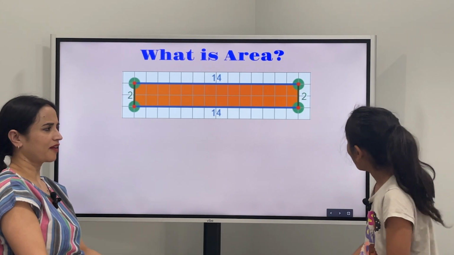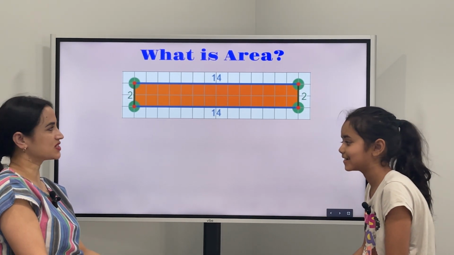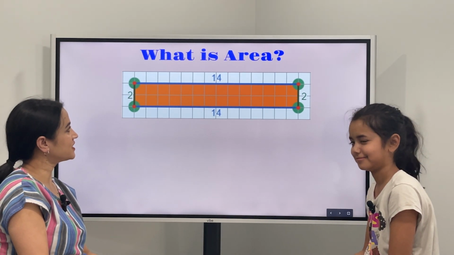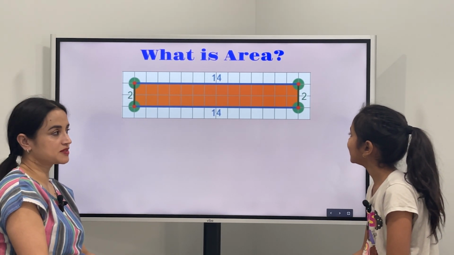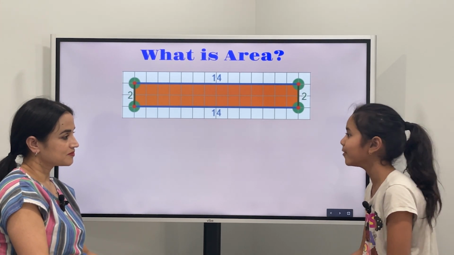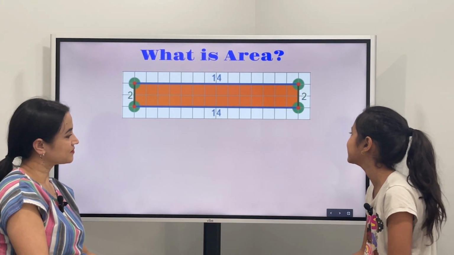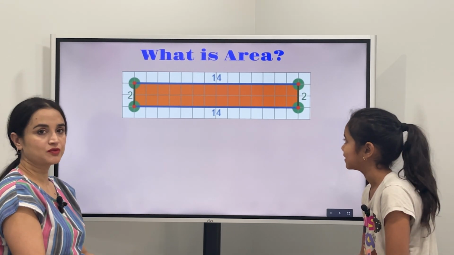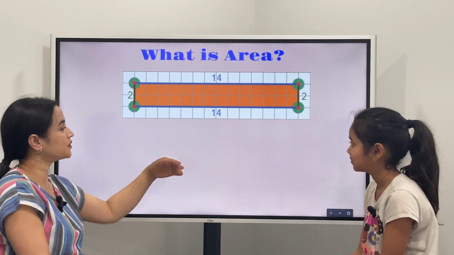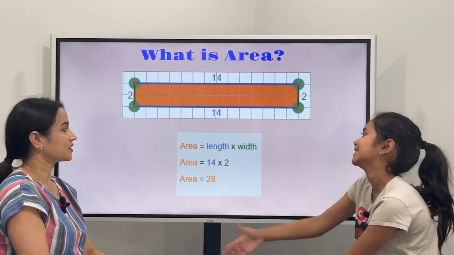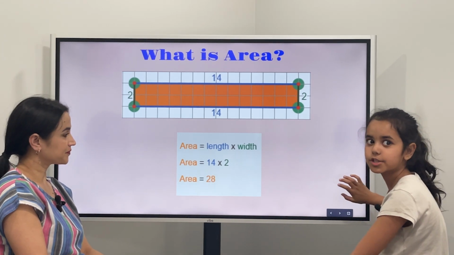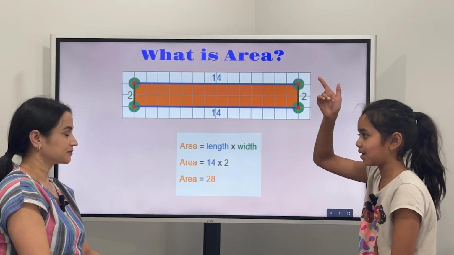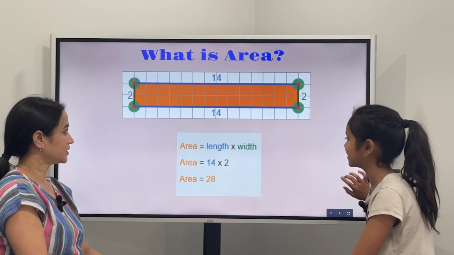What is that shape? It's still a rectangle. So what's the length? What could be the area here? I think the area is 28. So length times width. Length is 2 and width is 14, which is 28. Good. Next. 14 times 2. So you know the formula now, right?